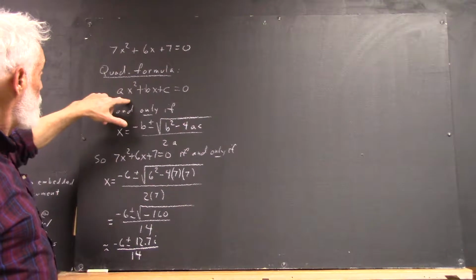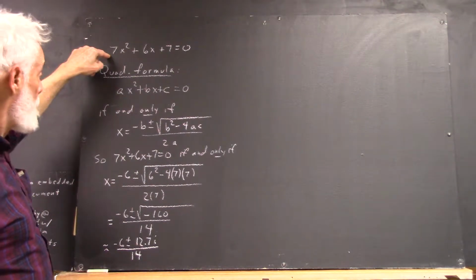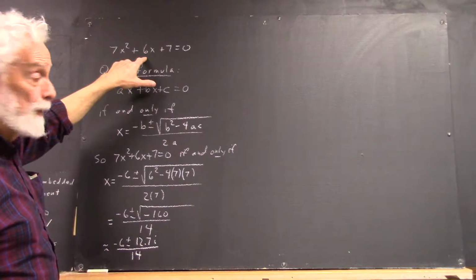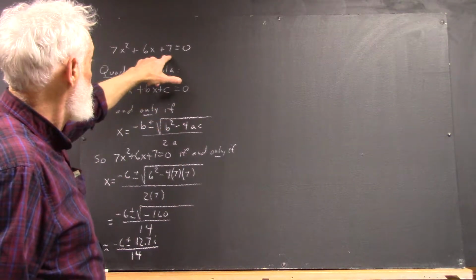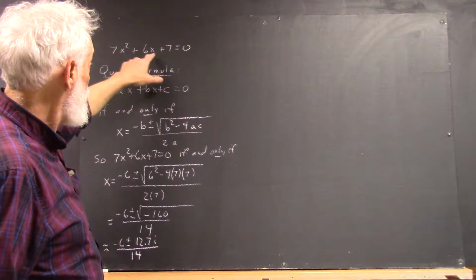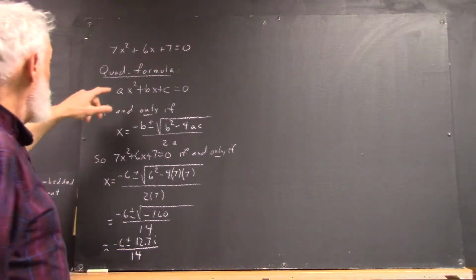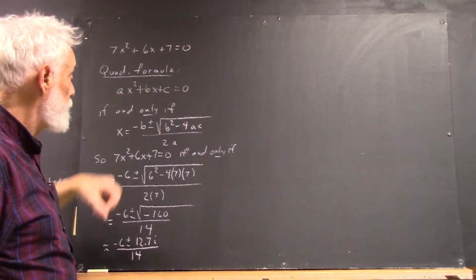A is the number in front of x squared, so a is 7. B is the number in front of x, so b is 6. C is whatever you've got here without an x on it, and that's 7. So we have a equals 7, b equals 6, c equals 7.